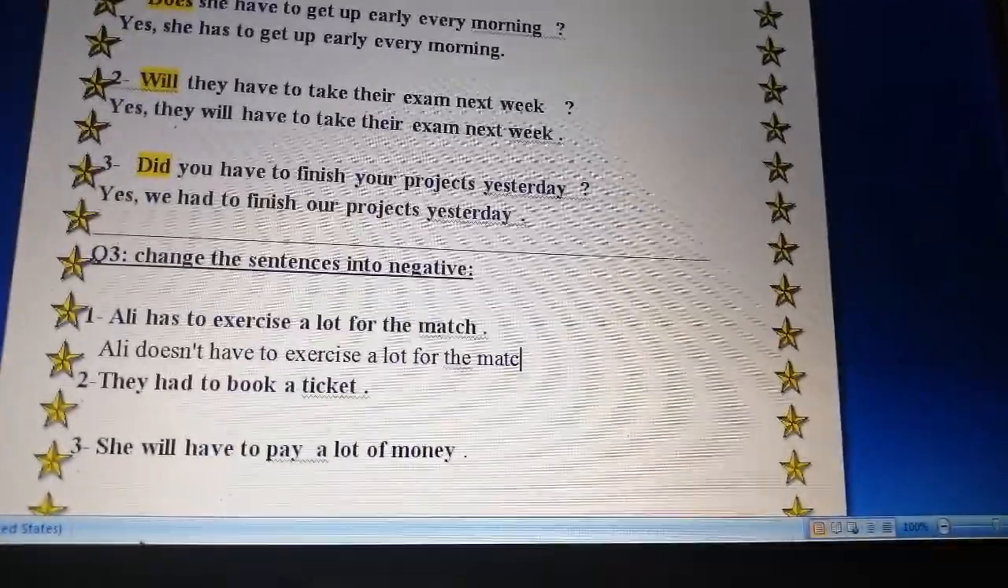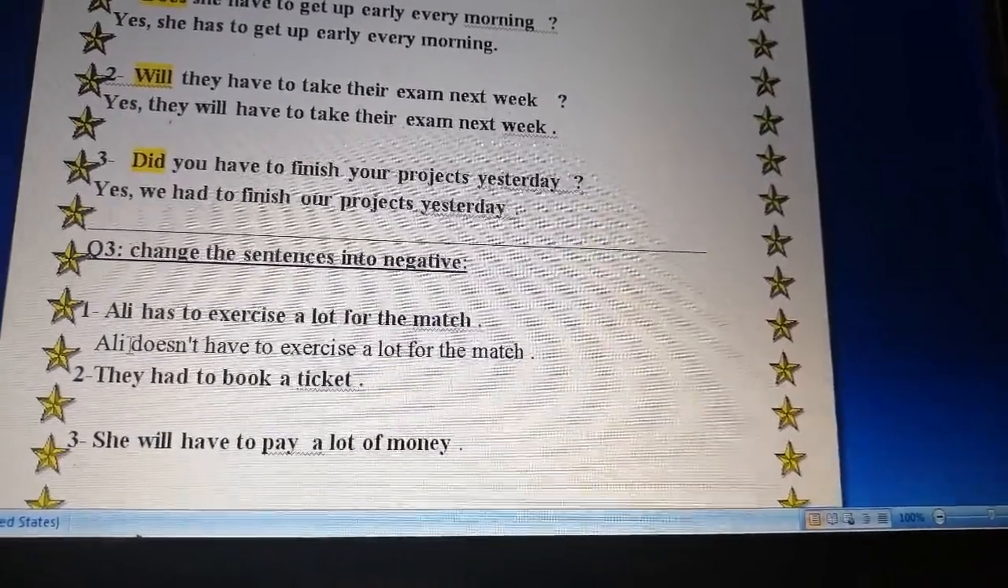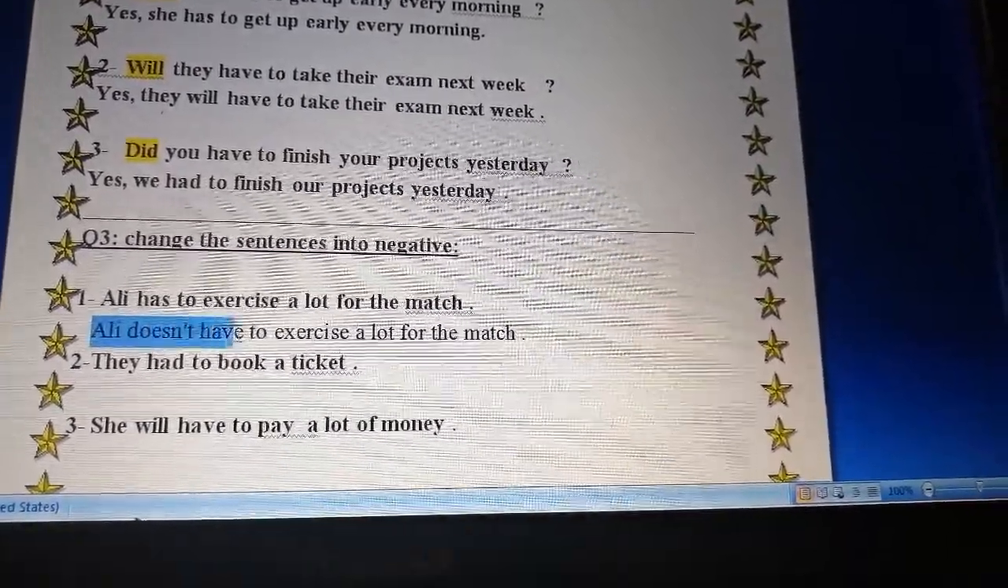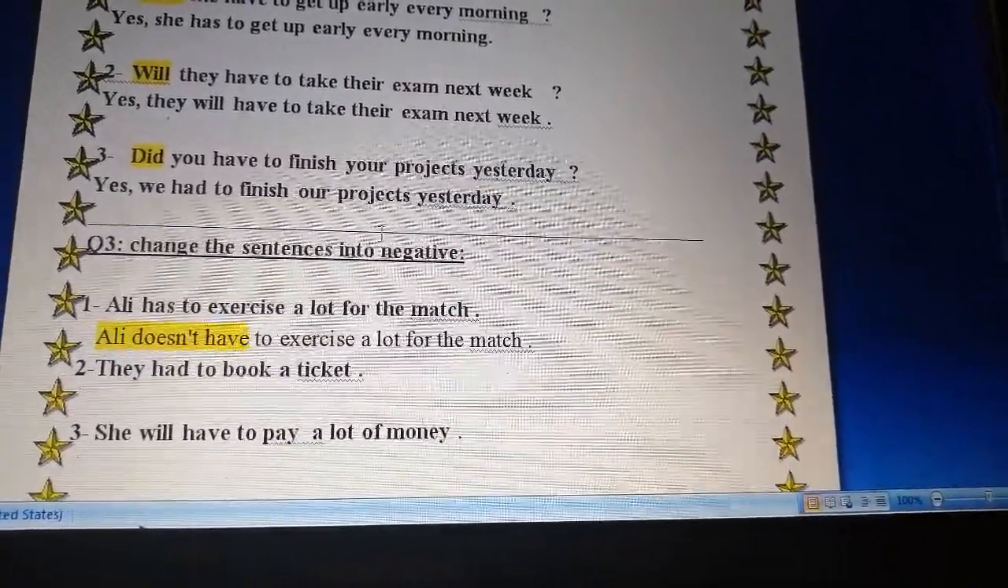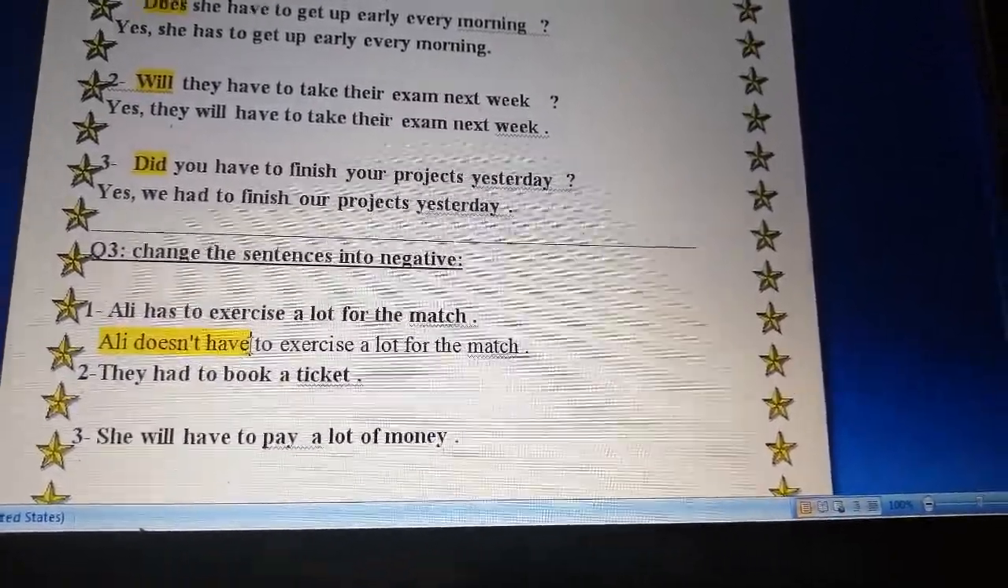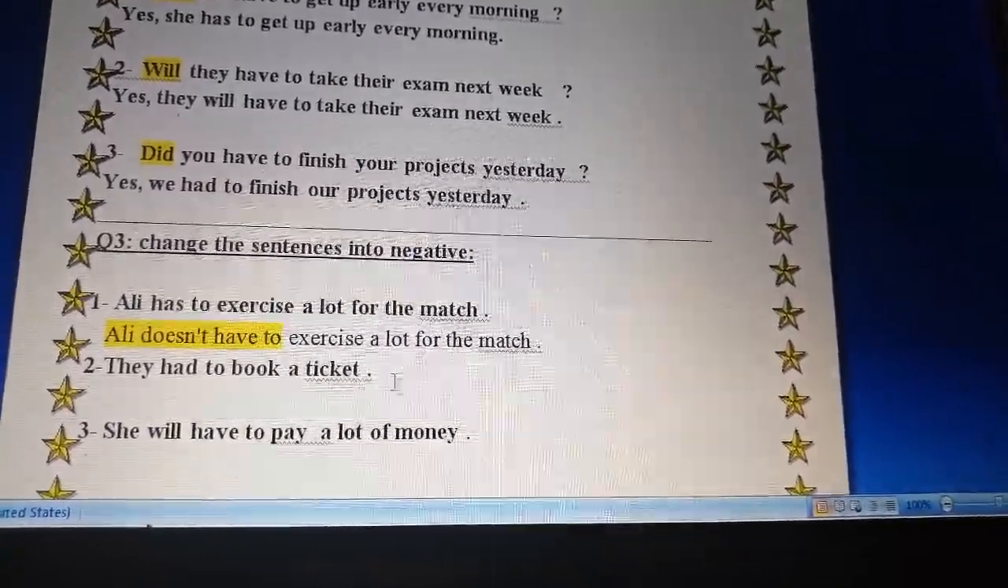Okay, so we write here doesn't have with the present. What did we say the negative is? Doesn't have to. Doesn't have to. Let's also put "to". So: Ali doesn't have to.